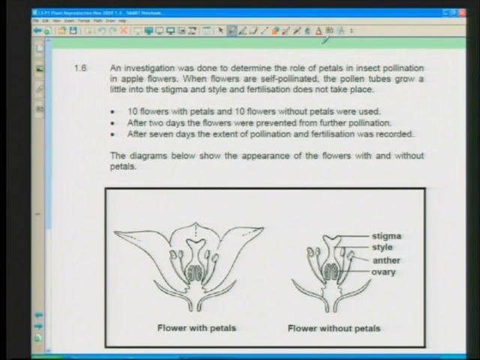An investigation was done to determine the role of petals in insect pollination. Now remember, in insect pollination or plant pollination, a flower has to get pollen because the male gametes sit in the pollen. The female gamete sits in the ovary. The flower can either be self-fertilized, so its own pollen fertilizes its own egg cells, or cross-pollination must take place. If cross-pollination takes place, it means that something has to get the pollen from the one flower to the next flower.